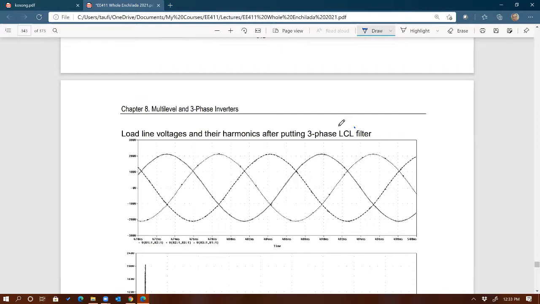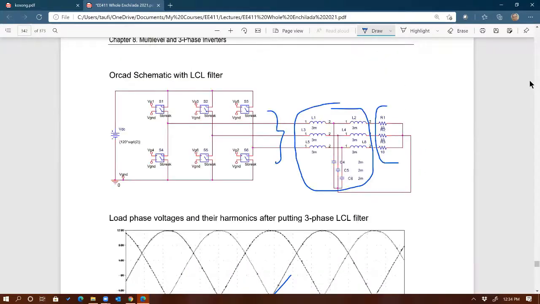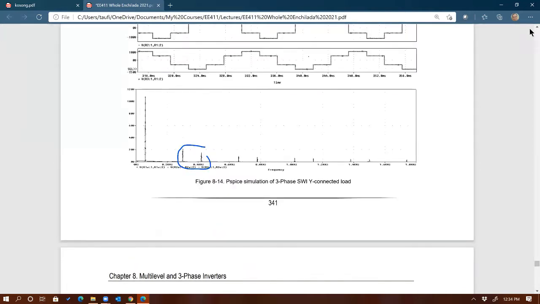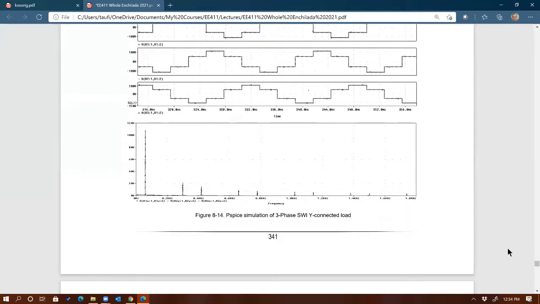Notice that I'm using LCL. I tried to use LC, and it's really tough. Any reasons why it is tough to use a second order filter for this one? Anybody? Why is it difficult to use just LC? I have to use LCL. You want a steeper roll off so you don't take out that 60 hertz? Absolutely, very good.